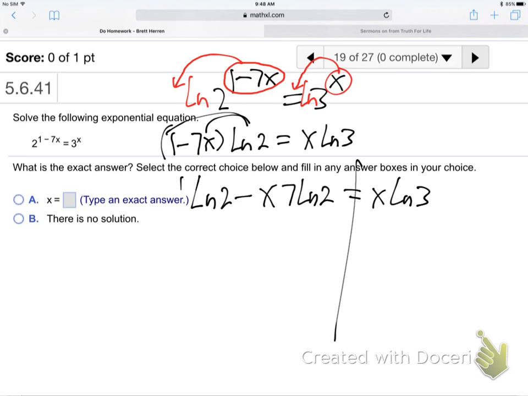You can put a 1 here if you want. 1 times ln2. It's just ln2. And ln2 times 7x. I just kind of reordered them. I just like to put the x in the front so it's clear, and then x times ln3. Good? But you can mix them around. It doesn't matter what order. We good to there? Now we're trying to solve for x.